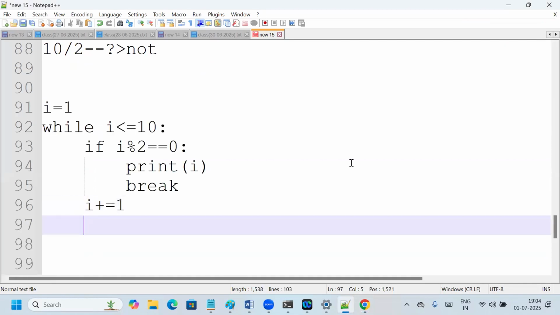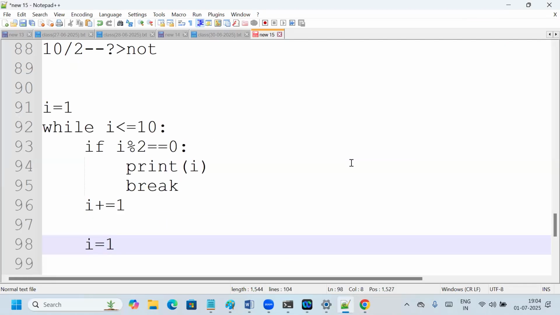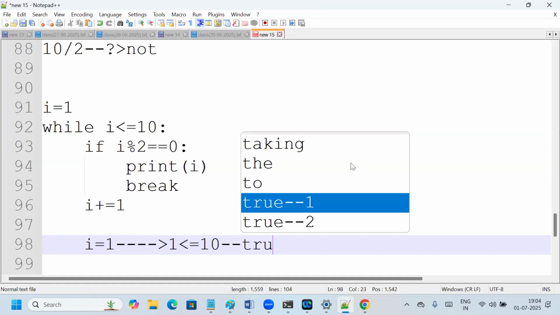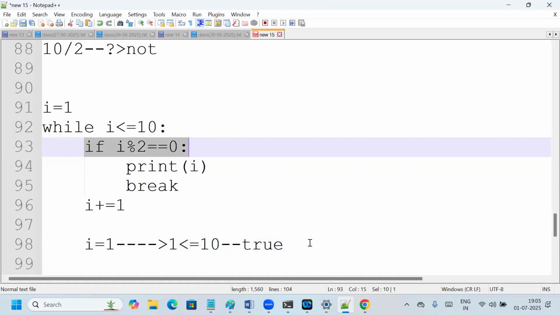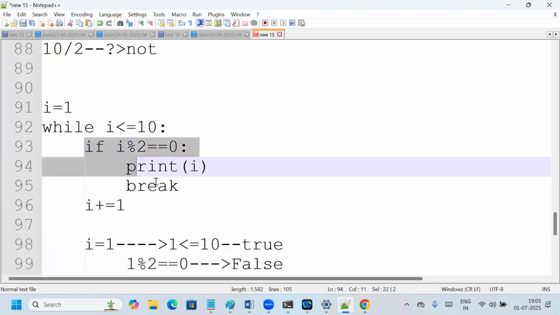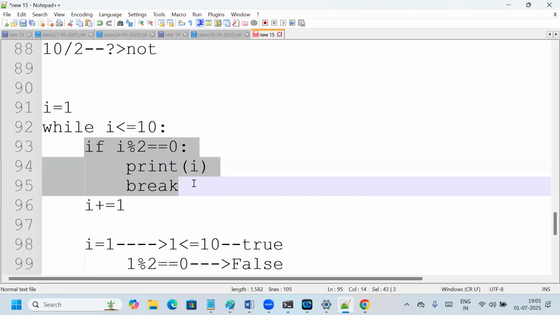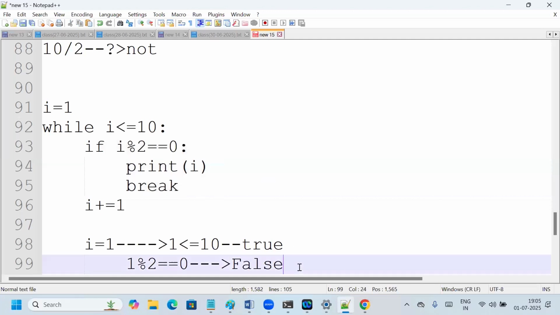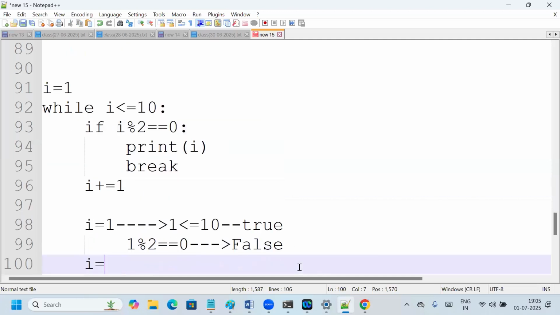See, guys, initially the value of i is 1. It is checking the condition: 1 is less than or equals to 10. Condition is true. Correct. True means it will enter inside the loop. Now tell me, guys, 1 mod 2 equals to 0, is this condition true or false? False. This condition is false, which means it will not enter this if block. What will happen? The value of i is getting incremented directly. Now i will become 2.